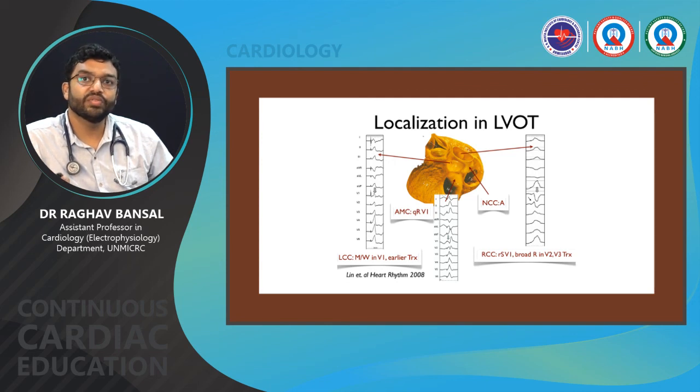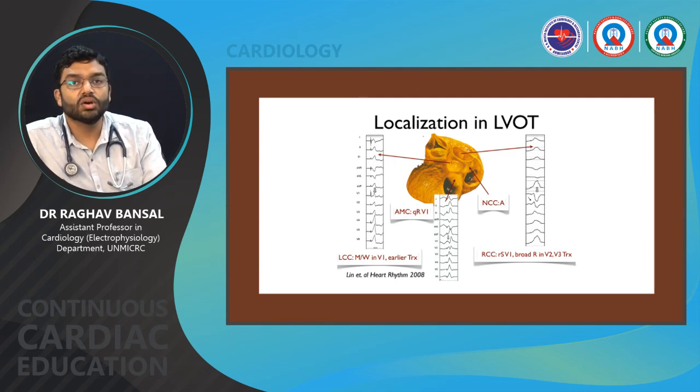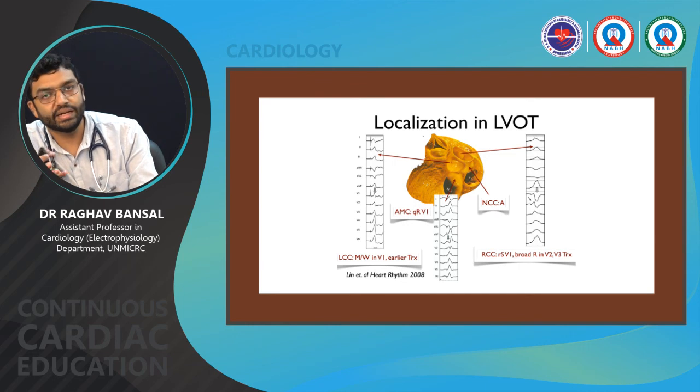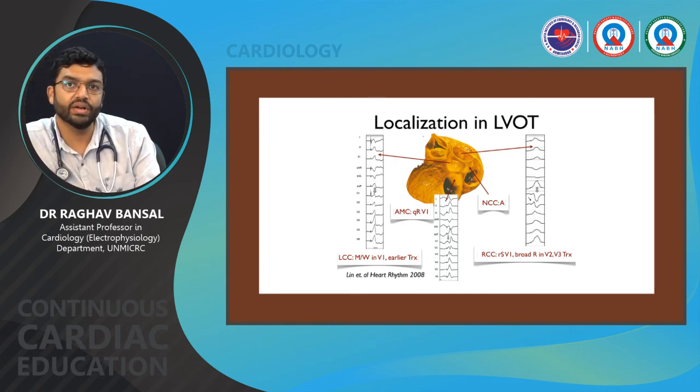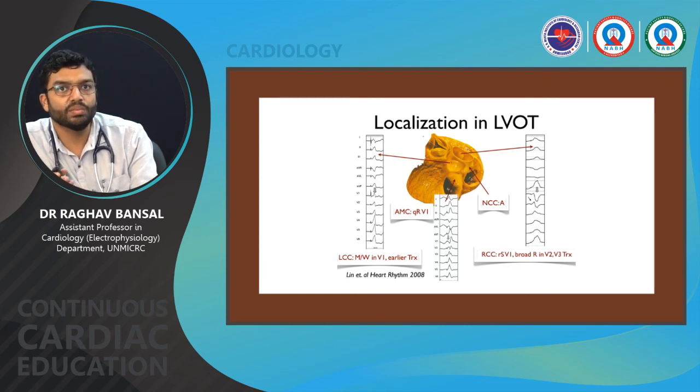Looking at this figure, what we see is that the non-coronary cusp mostly has an atrial myocardial structure. It's mostly a fibrotic structure, so ventricular arrhythmias very rarely arise from it. So the most common would be from the RCC and the LCC. If we look towards the left side of the figure, the LCC will give us a big R wave in V1 and an earlier transition with an M or W pattern in V1, and the aortomitral continuity gives rise to a QR pattern in V1, which is very classically described for an AMC origin.